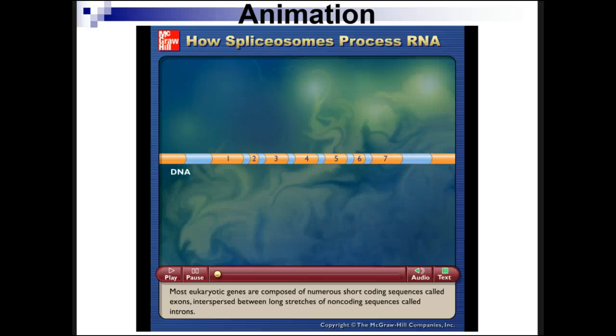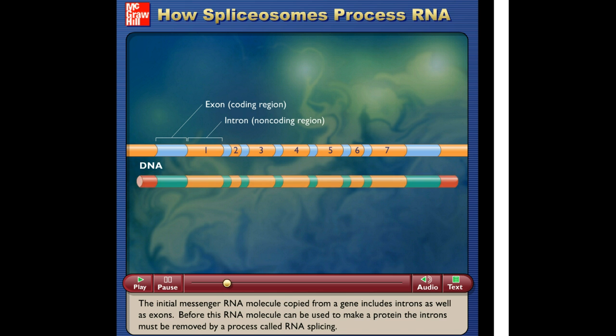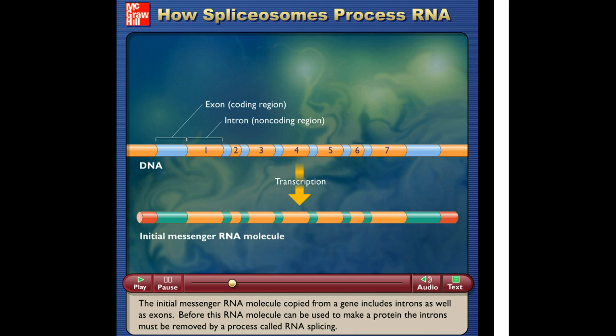Now let's watch an animation on how RNA is processed. Most eukaryotic genes are composed of numerous short coding sequences called exons, interspersed between long stretches of non-coding sequences called introns. The initial messenger RNA molecule copied from a gene includes introns as well as exons.